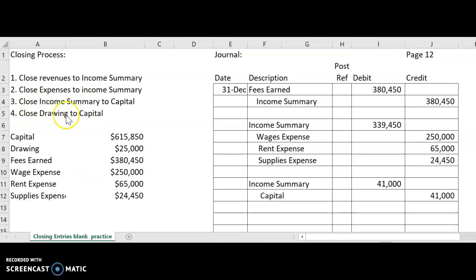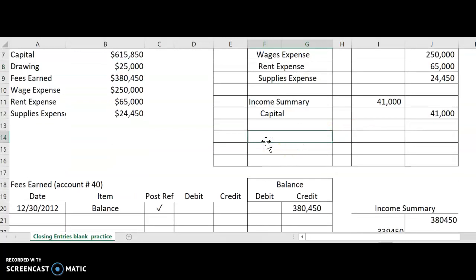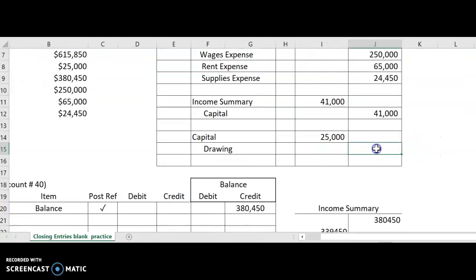Alright, let's look at step number 4 now. It says to close drawing to capital. So here is my drawing account, $25,000 in drawing. Remember that drawing has a normal debit balance. So to close it, I need to credit it. And the other side, this time it says to close it to capital. So I'm going to debit capital for the amount of the drawing, $25,000. And I am going to credit drawing for $25,000.